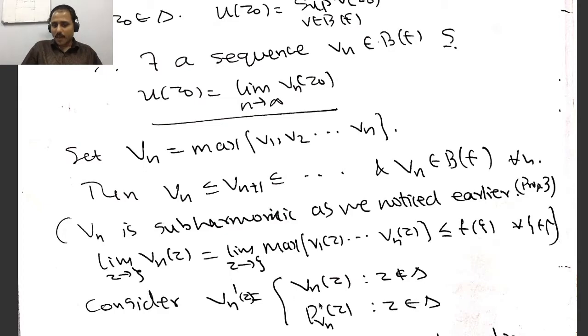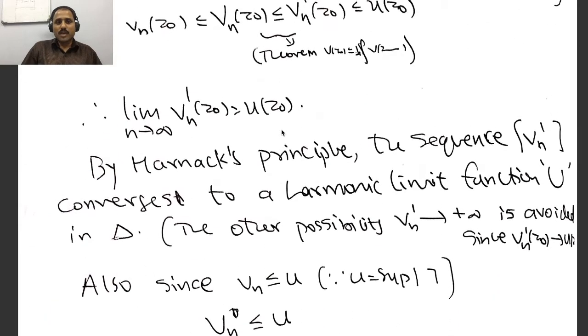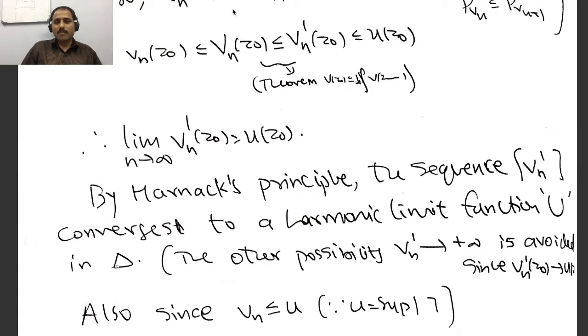Now consider Vn prime, which is capital Vn outside delta, and which is the Poisson integral with the Vn boundary values at the points in delta. So Vn prime is also in Bf with property 4 we proved. That's the property 4 we proved for subharmonic functions. So Vn prime is also in Bf. And also Vn prime forms an increasing, non-decreasing sequence. And Vn Z0 is less than or equal to capital Vn Z0, which is less than or equal to Vn prime Z0, which is less than or equal to U Z0. So this is from there.